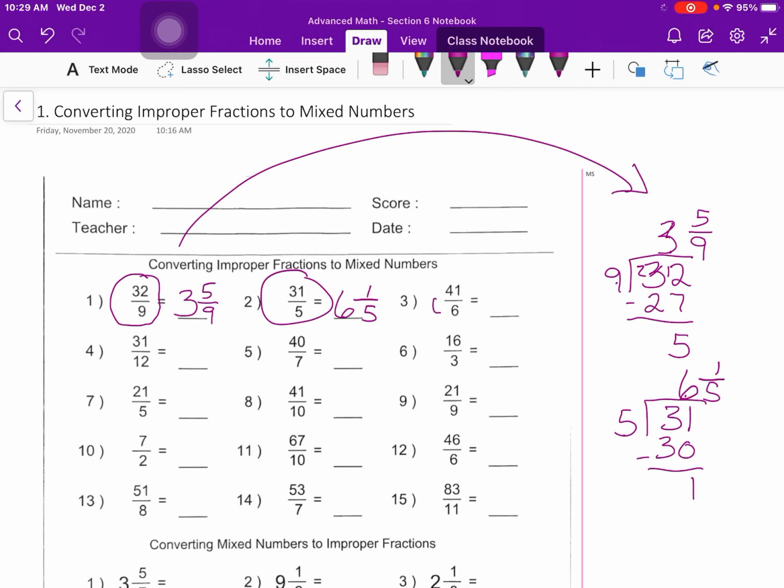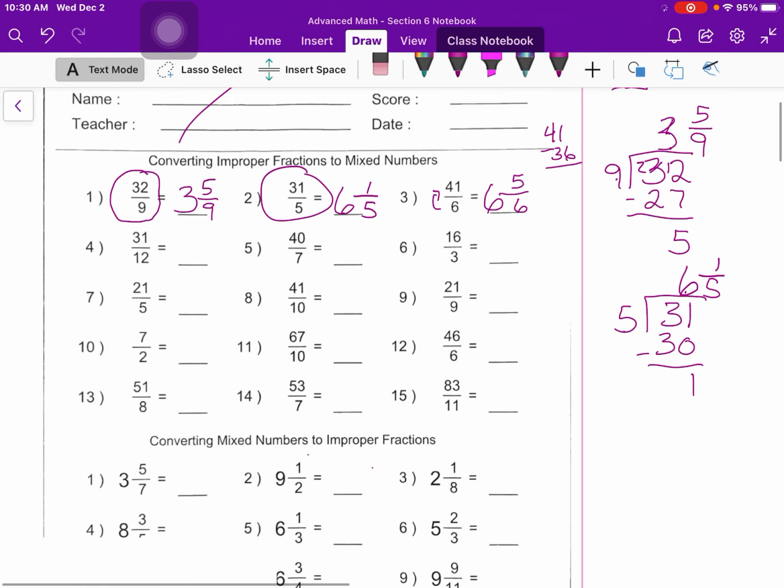Number 3, same thing. When I ask myself, how many times does 6 go into 41? 6 times 7 is 42, so it doesn't go in there 7 times, so it must only go in there 6 times. And 6 times 6 is 36. And so if I was going to take 41 minus 36, there would be 5 left over, and my denominator stays the same. So 6 and 5/6.